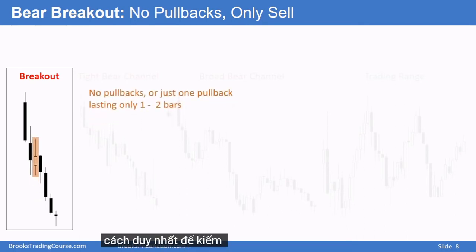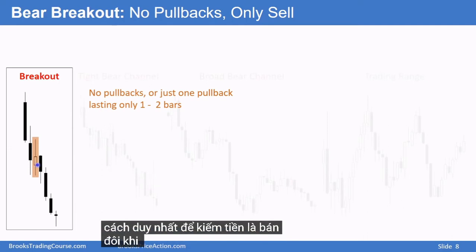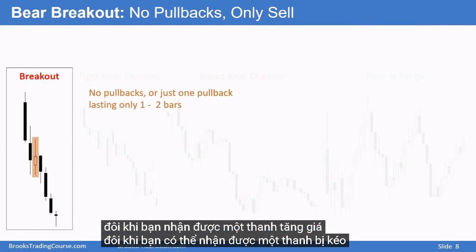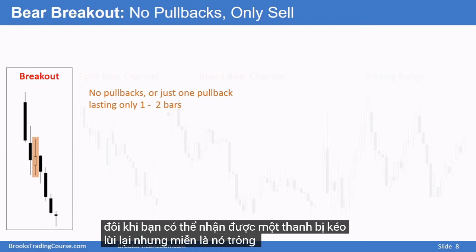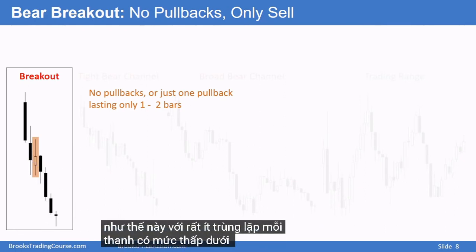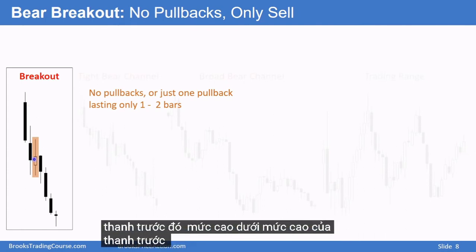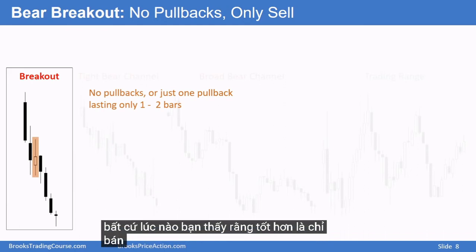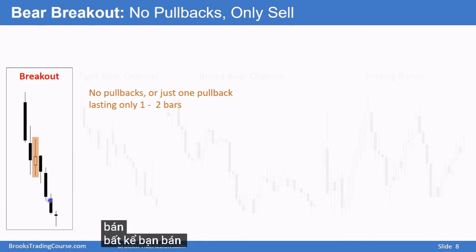The only way to make money is sell. Sometimes you'll get an occasional bull bar. Sometimes you get maybe a 1-bar pullback. But as long as it's looking mostly like this with very little overlap, every bar having a low below the low of the prior bar, a high below the high of the prior bar, closes mostly below the close and lows of the prior bar, anytime you see that, it's better only to sell. No matter where you sell, your stop is far away.